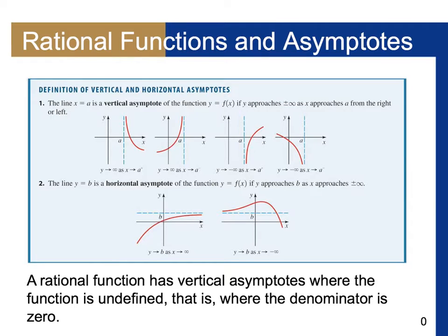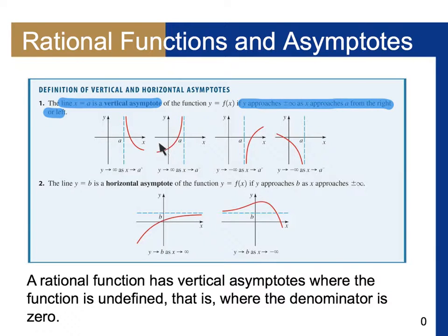Okay, so the formal definition of a vertical asymptote: the line x equals a is a vertical asymptote if y approaches plus or minus infinity as x approaches a from the right or left. Okay, so y goes to plus or minus infinity as x approaches some number, which is where that vertical asymptote is. Okay, so here we have y approaches infinity as x approaches a from the positive side.